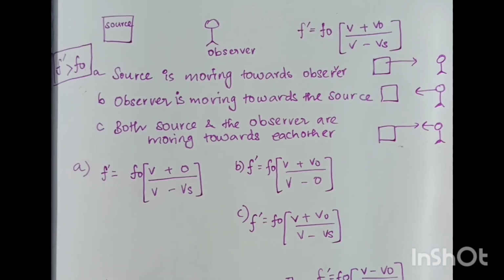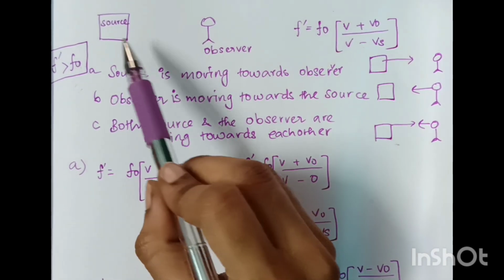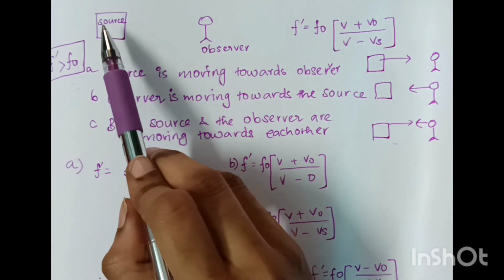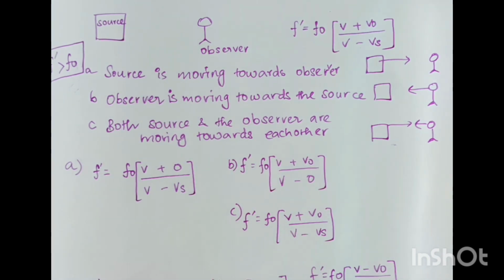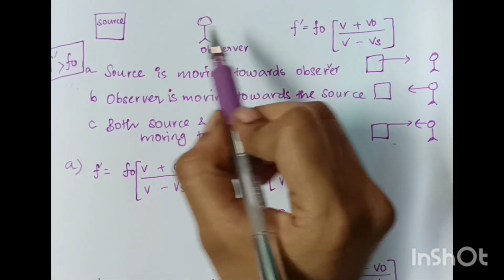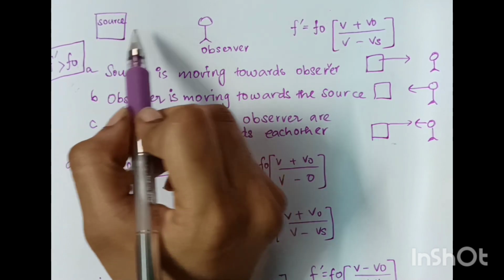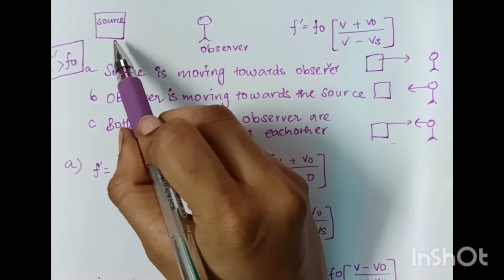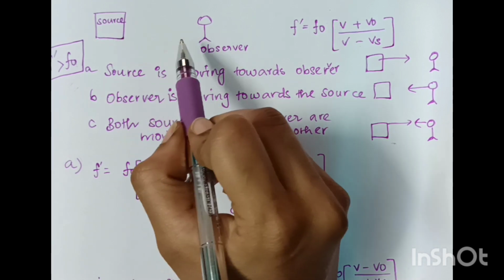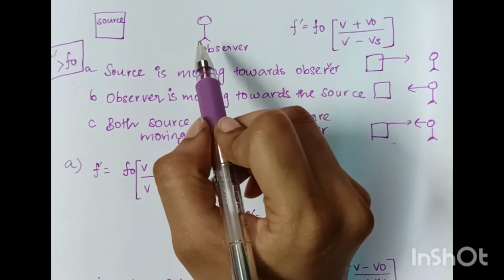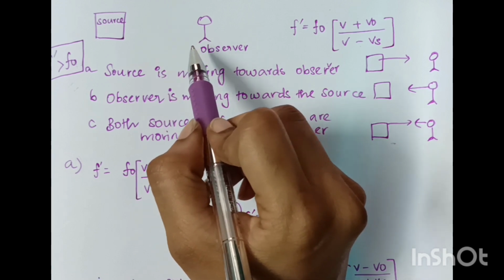The first case is this case. If source is moving towards the observer or observer is moving towards the source, or both source and observer are moving towards each other. So what is this case representing? It is simple. Imagine you are the observer and there is a source of sound at a certain distance from you. Now you will hear some sound. Now if I am bringing the source towards you, then you hear the increased sound. The sound will be more than what you have heard the previous time.